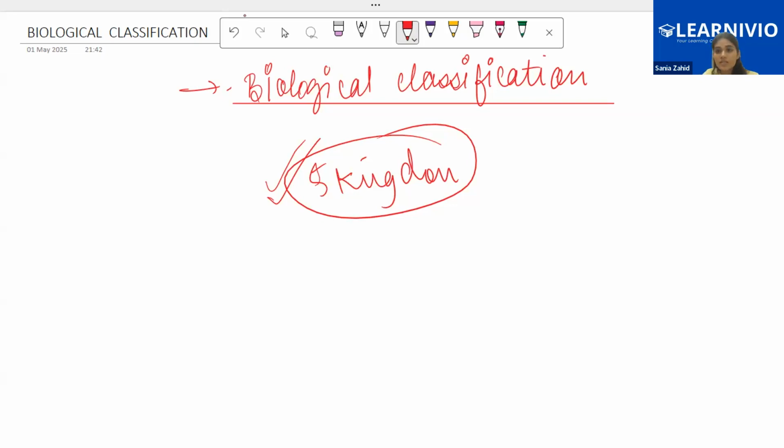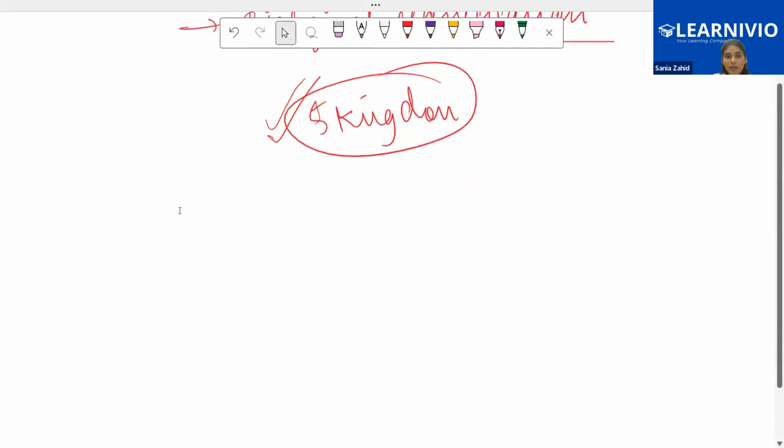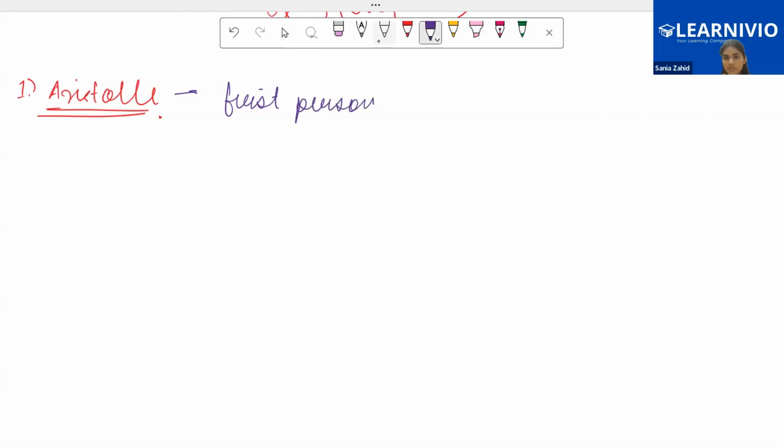Okay, first is, who was the first one to classify all the organisms? The first person to classify the organisms was Aristotle. Okay, and what did he do?